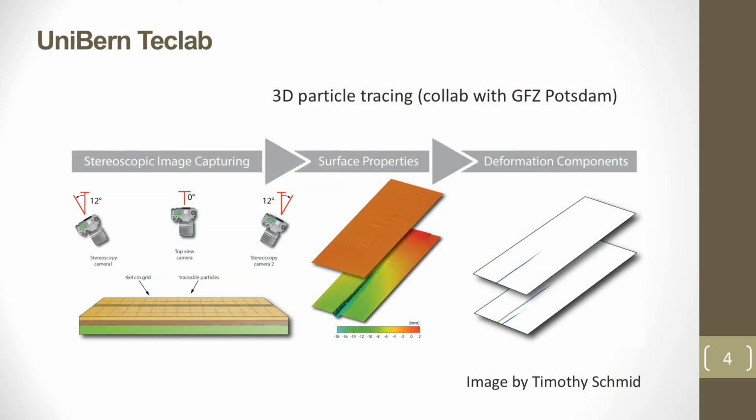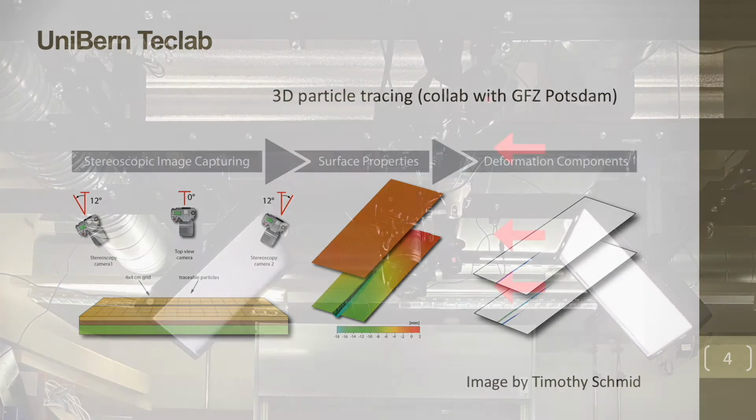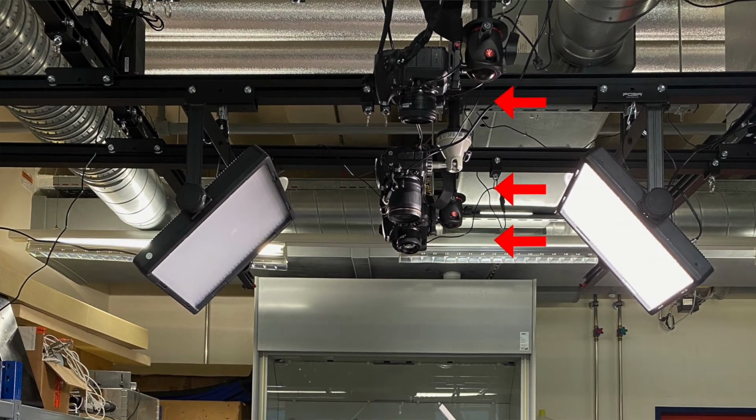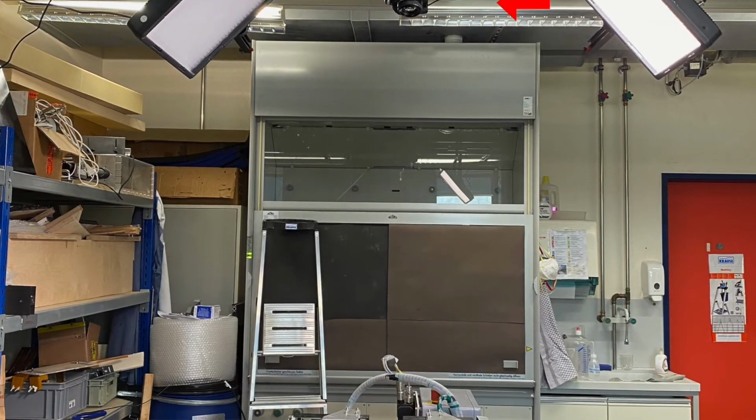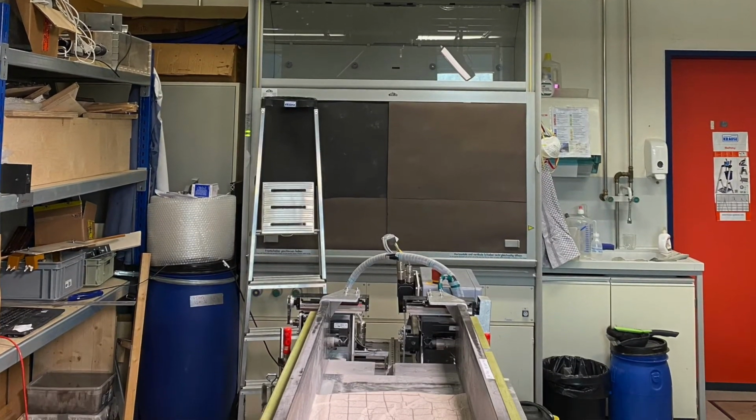So far I've shown you 2D examples of model analysis, but we would also like to go into 3D. So our PhD student Timothy Schmidt has installed a camera rig where we have multiple cameras at different angles, which allow us to recreate the surface and also to calculate deformation in the model.